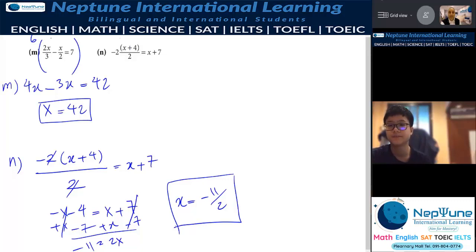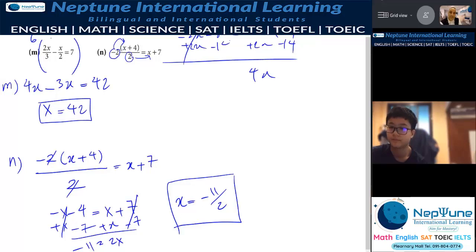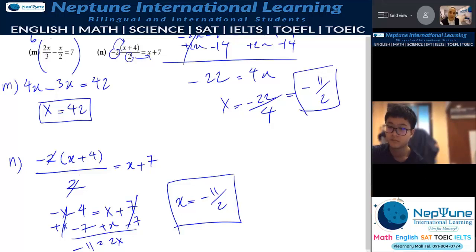Okay? Okay. The other way to solve it was to multiply this one by this one, and multiply this by this. So you get negative 2x minus 8. And then you get 2x plus 14. Same thing. Again, plus 2x. This gone, get 4x, then minus 14. So you get negative 22, and x equals negative 22 over 4, which is negative 11 over 2. You get the same answer. Well, I think this was faster, just simplified before multiplying.